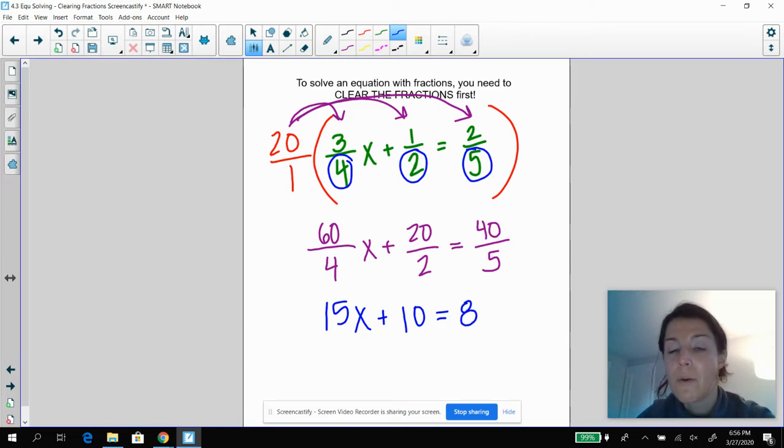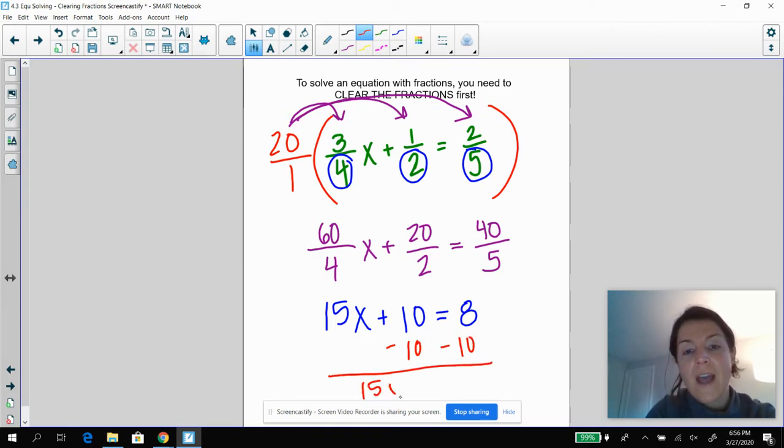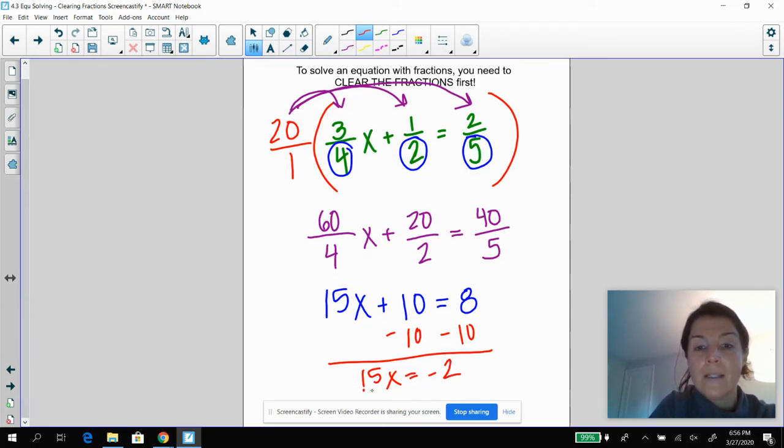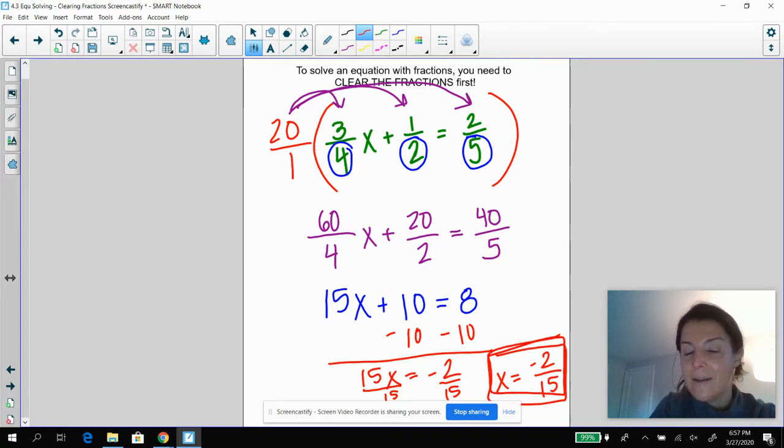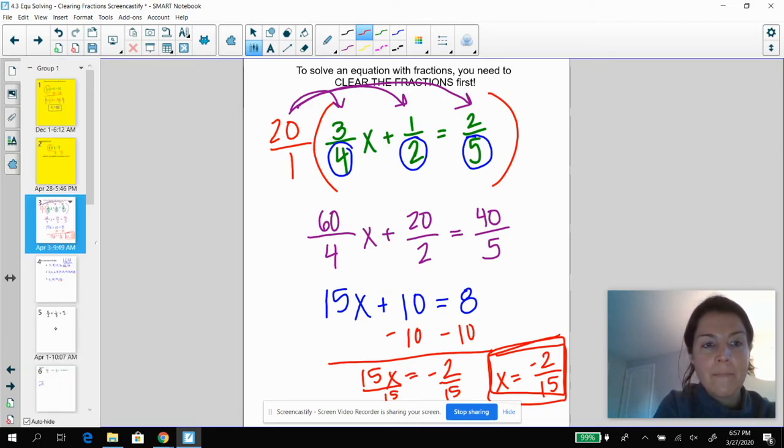Does this look like an equation we know how to solve? It does. This is a two-step equation. And so because there are no fractions here, we can just go through with our normal two-step equation process. So we would subtract 10 from both sides, and then we would get 15x equals negative 2, and then we would divide both sides by 15, and we get that x equals negative 2 over 15. And you're done. Don't worry, we'll do some more. Let's go to the next problem.